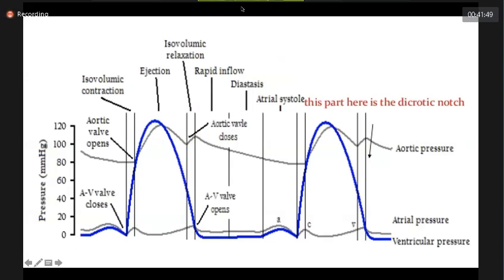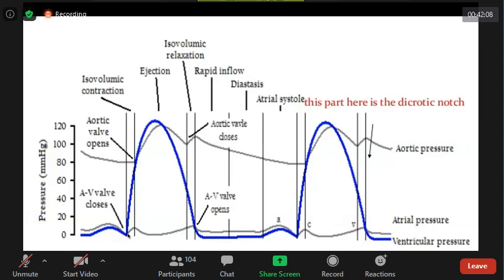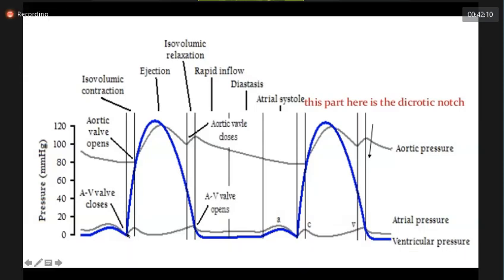But I want to tell all of you, you should be aware of this Wiggers diagram completely. When you are recording a pressure waveform, here you can see the ventricular pressure. For example, here is where the AV valves close. If it is the left ventricle, the mitral valve; if it is the right ventricle, the tricuspid valve. This particular ascending limb is called isovolumic contraction.